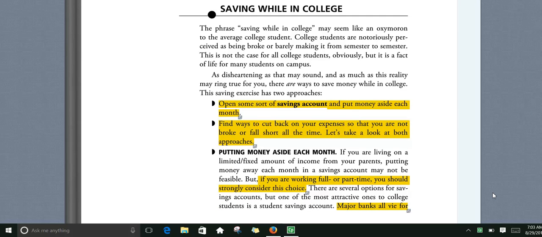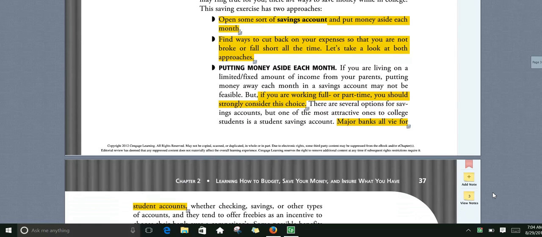You can save while you're in college. You may not save as much, but you can save some. Open some sort of savings account and put money aside each month, or actually the best thing to do is to have it moved in there automatically so you don't ever even see it. Cut back on your expenses so that you're not broke or fall short. If you are working full or part-time, you should strongly consider this choice of putting money aside each month.